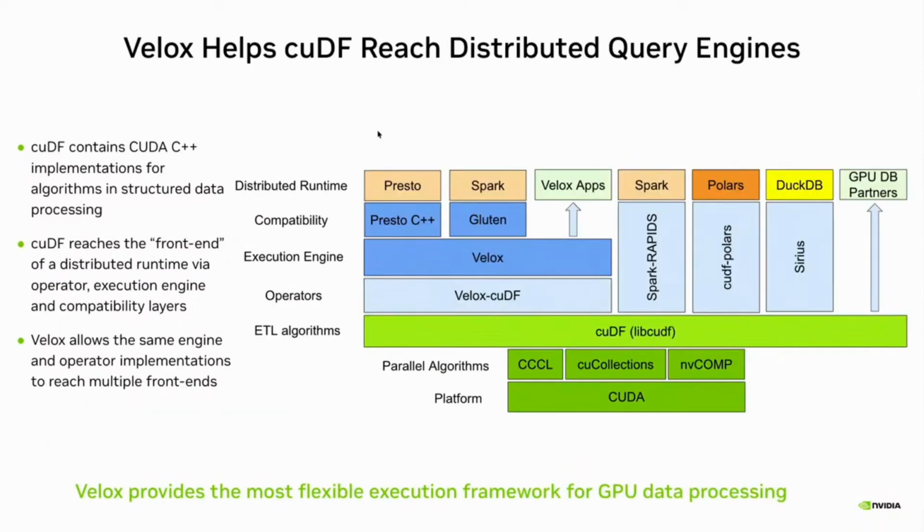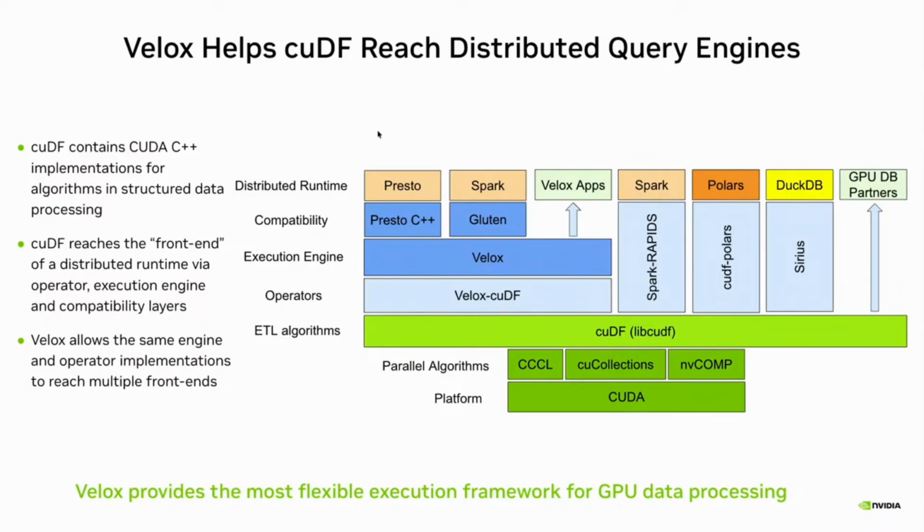All right, so I want to talk a little bit about the cuDF ecosystem and why Velox is so important for it. If you look at the stack to reach a runtime like Presto or Spark, and you want to accelerate that, you need some sort of compatibility layer to map down to a different way of running it that isn't the way it normally runs. You need an execution engine that's going to be in charge of using the resources to compute the plans, and you need operators to do each step of that, and those operators need to call algorithms.